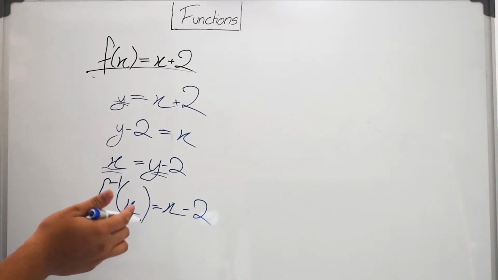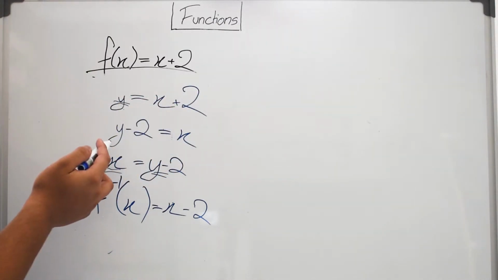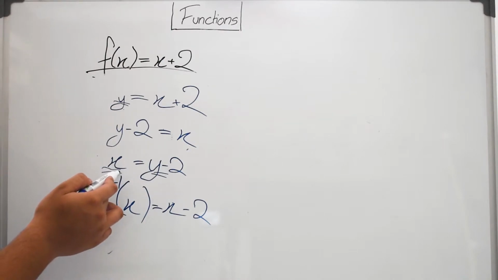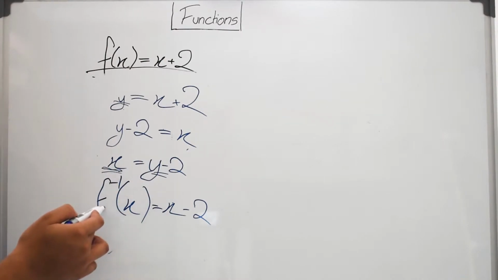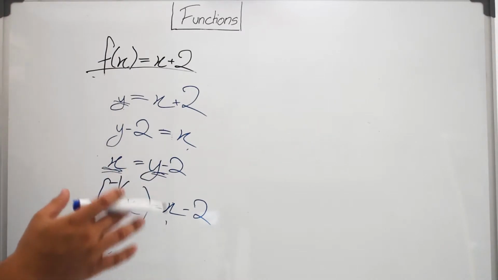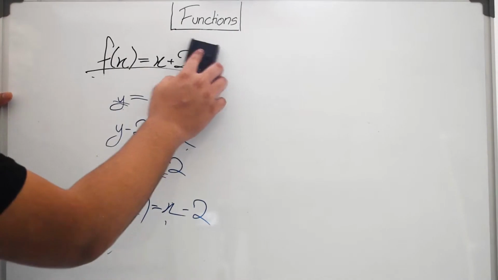Let's go over the steps again. First, we changed f of x to a y. We made it into a normal equation. Then we made x the subject. Now that x is the subject, we changed x to f inverse of x and changed y to x. This applies to every inverse function that we can make. Let's try this again with a more complex equation.